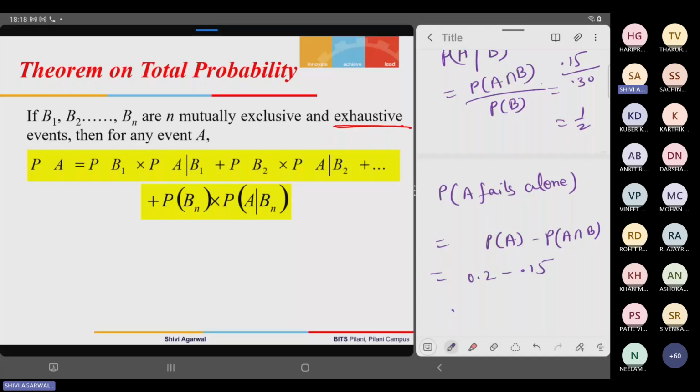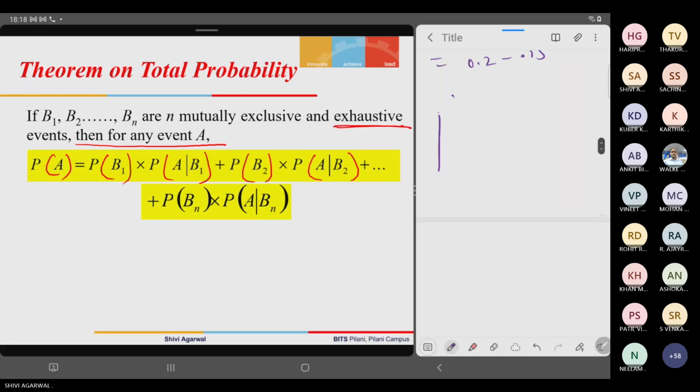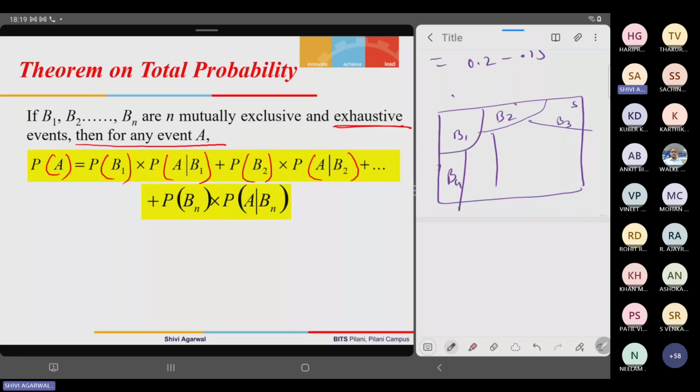So for any event A, the probability of A can be written as probability of B1 multiplied by probability of A given B1, probability of B2 multiplied by probability of A given B2, and so on. For example, this is the complete sample space and we are dividing the sample space into n events. This is the B1 event, this is the B2 event, B3 event, B4, B5, B6, B7, and so on. So n events.